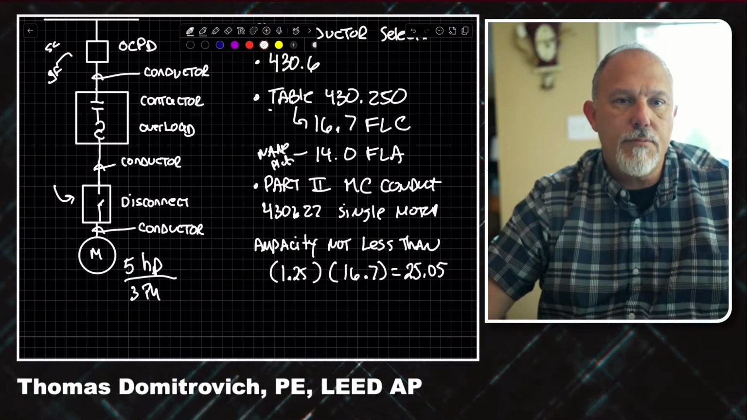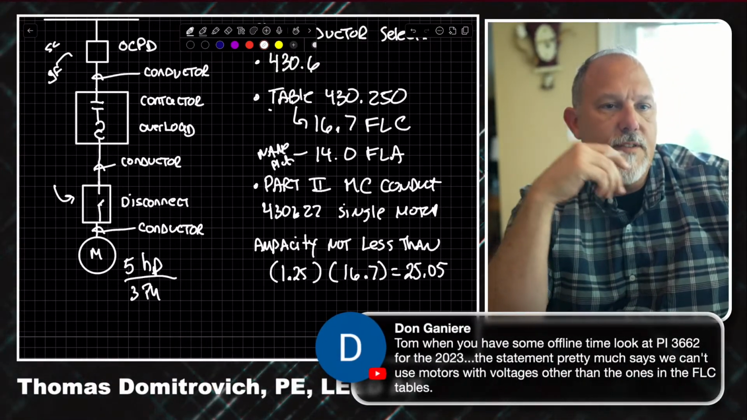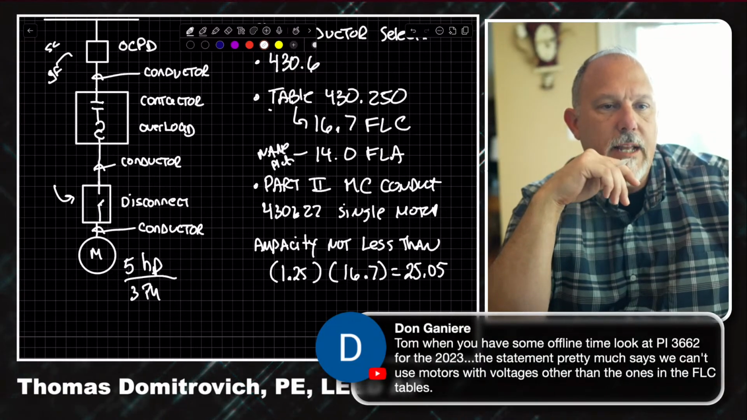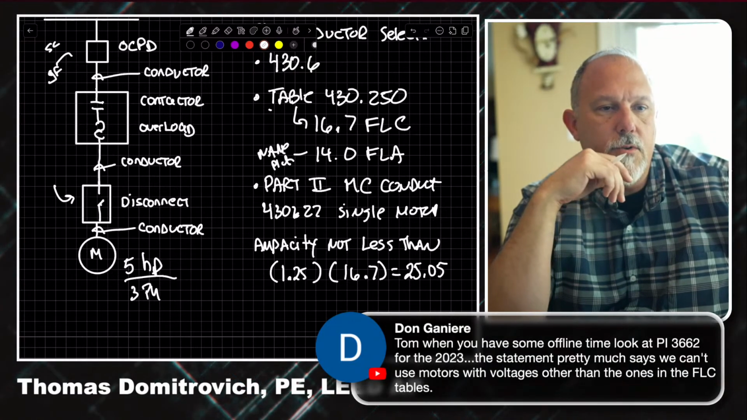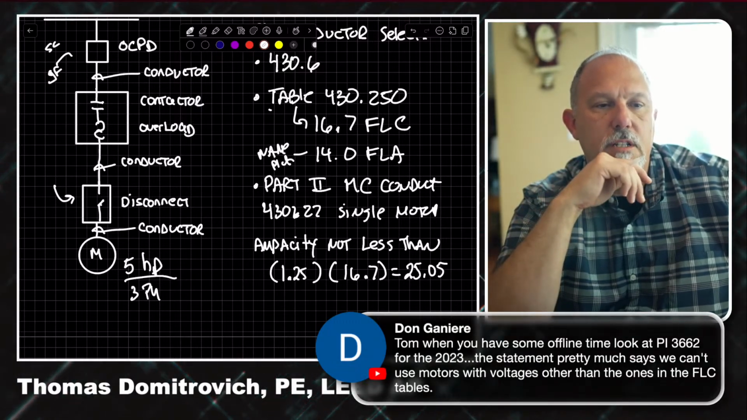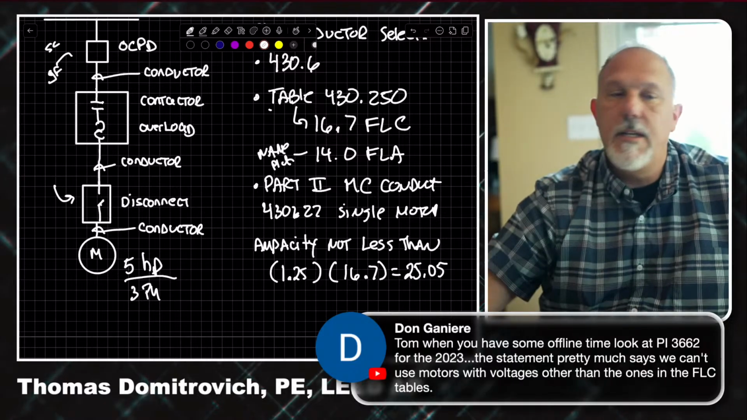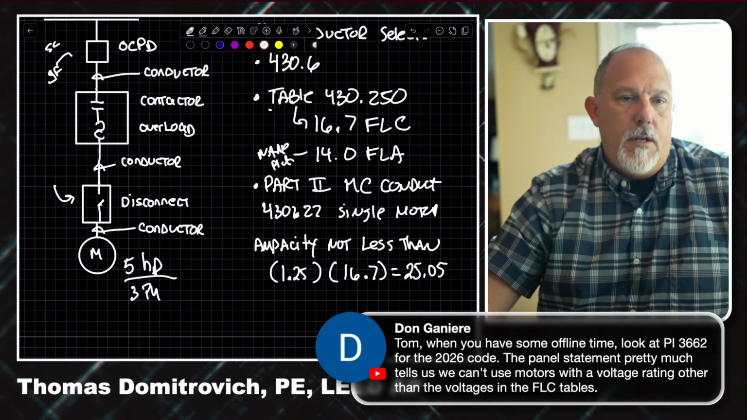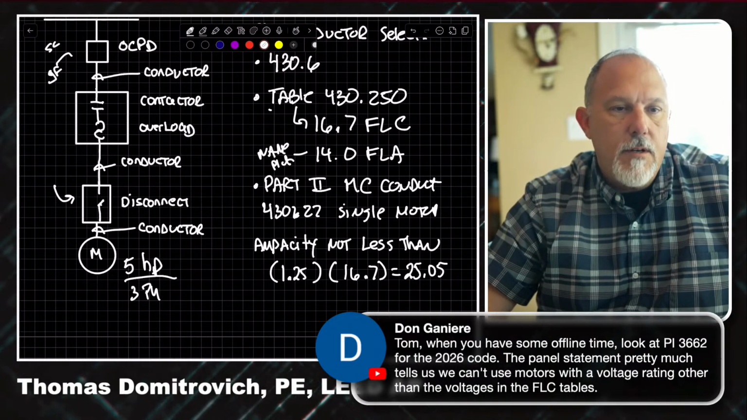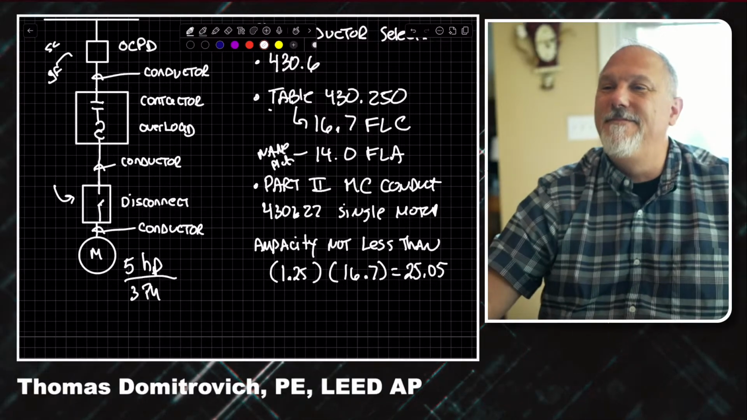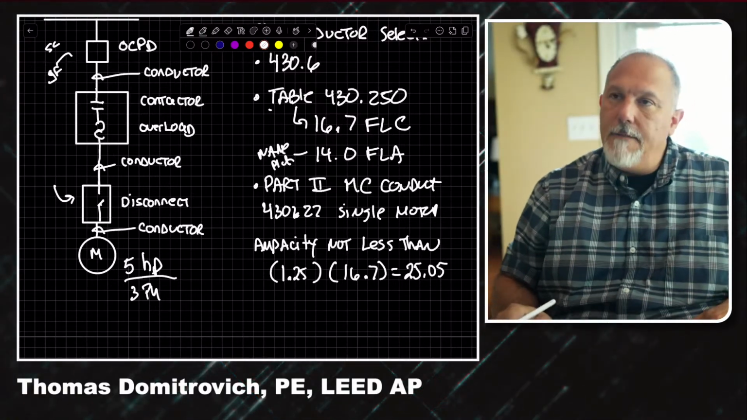Don Ganir says, when you have some offline time, look at PI 3662 for the 2023. The statement pretty much says we can't use motors with voltages other than the ones in the full load current tables. Interesting. I'm going to have to take a look at that. PI 3662, that's on twice. You must have really meant that comment. All right, Don, I will do that.